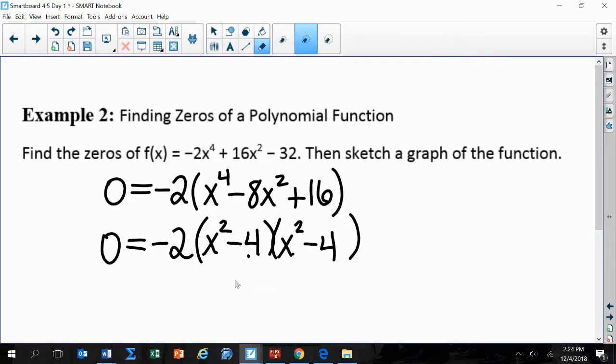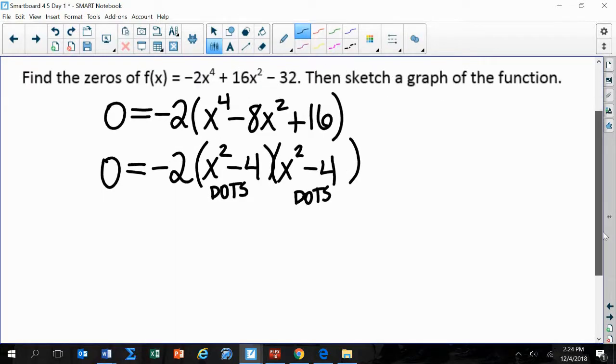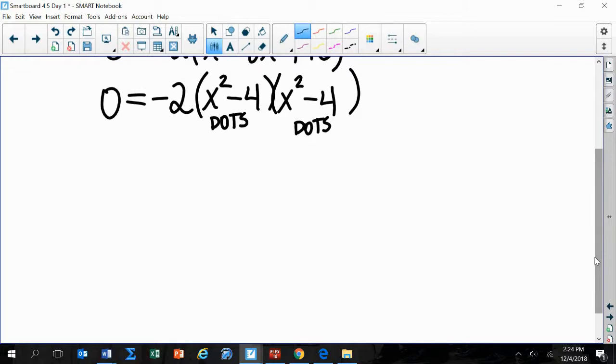Can I factor this any more? Yeah, it's a difference of squares, right? x squared minus 4. Each of these can be factored using difference of squares. Same thing with this one. So I'm going to do that for each factor.